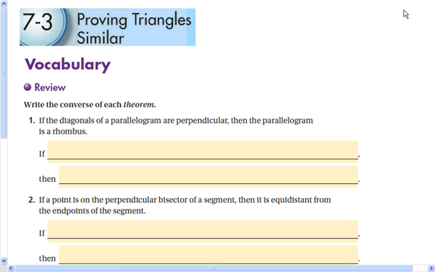So, a couple of review things we may need for this. What the converse is. Go ahead and see if you can write those out as the converse, and you can check back for your answer. And answer 3 and 4 also at the bottom of this page.